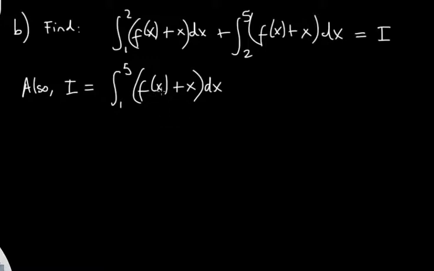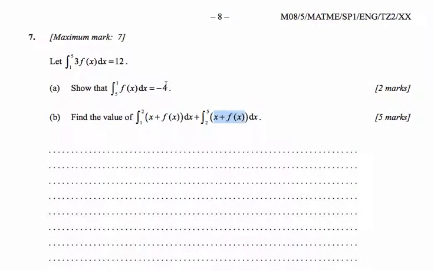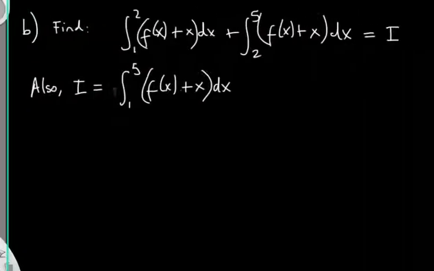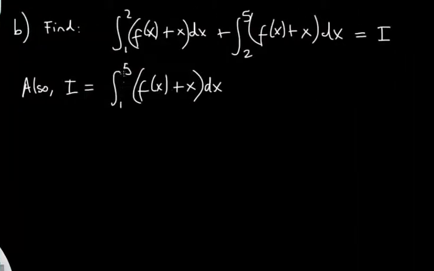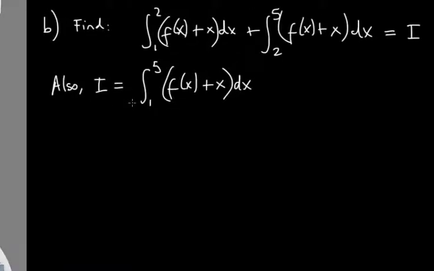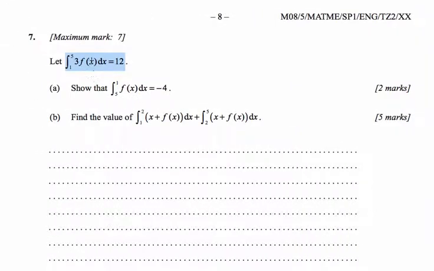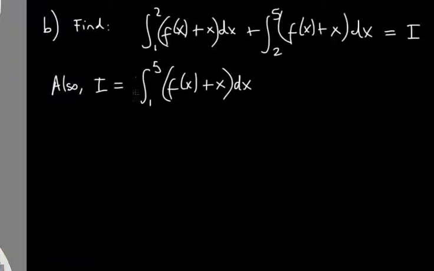Now if we look at the original question, it says here that this guy is equal to 12. We know that from 1 to 5. And now we're looking at the integral from 1 to 5, right? But the question doesn't give us f of x plus x. The question gives us f of x. There's a 3 here, but you can divide by 3 both sides because you can take it outside, really, if we use the relationship from before, right?